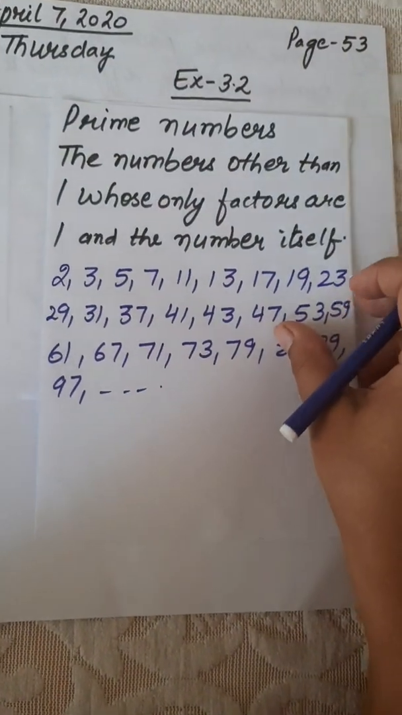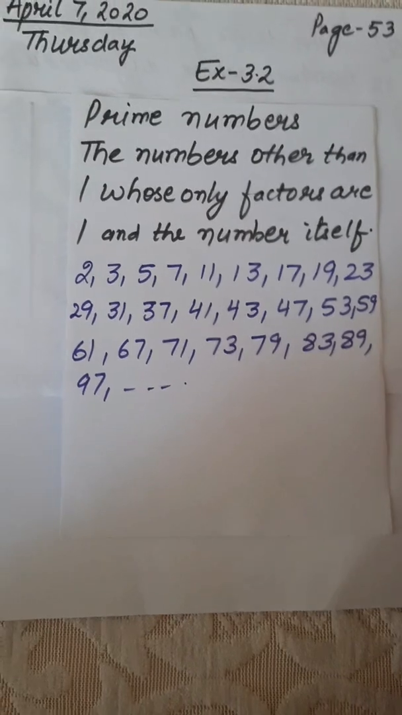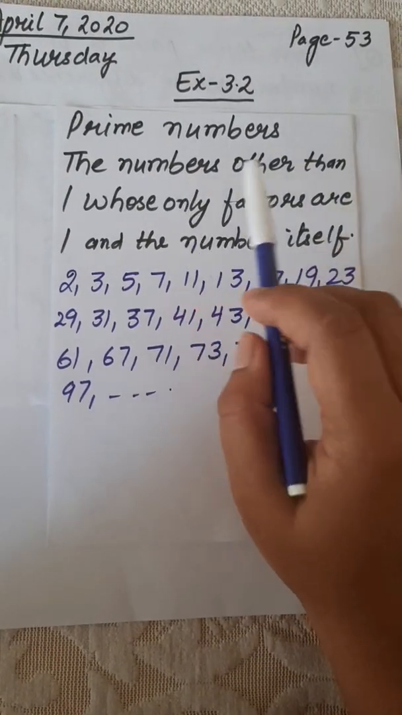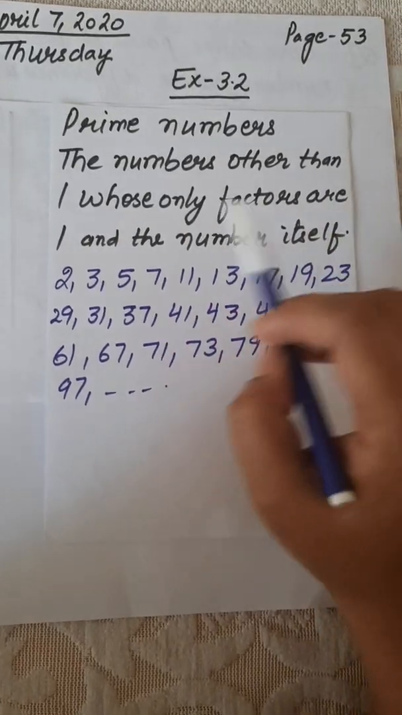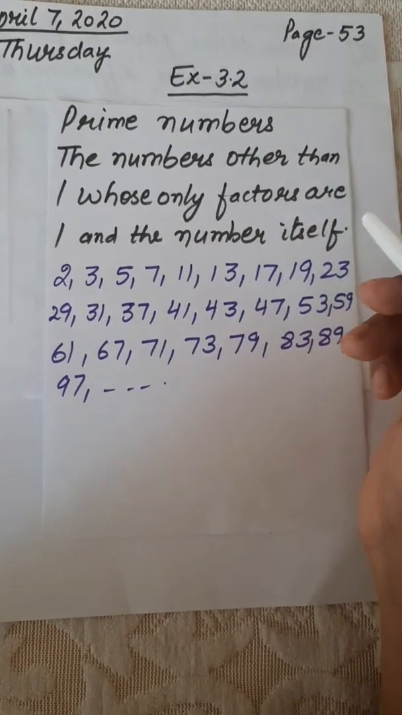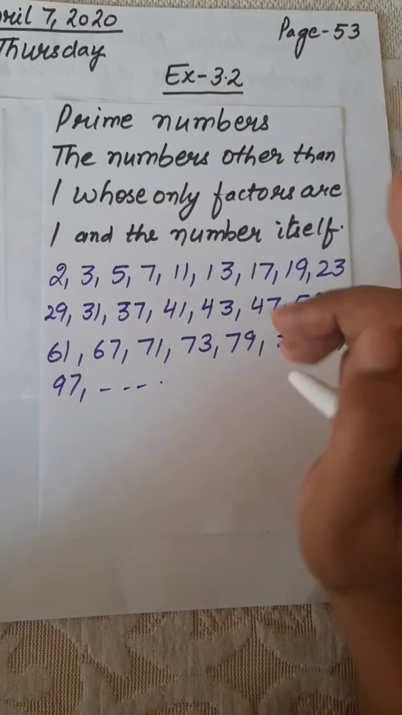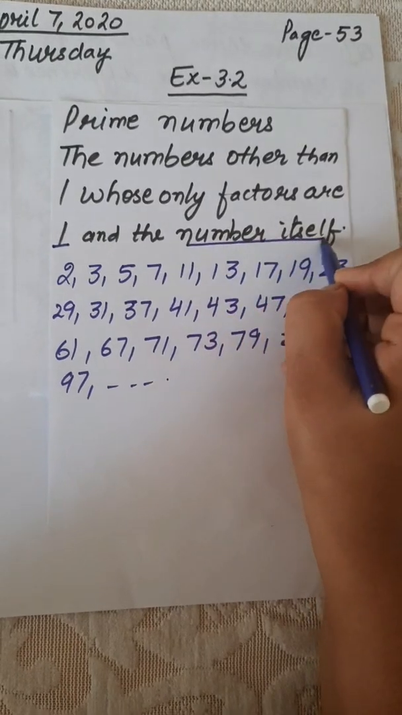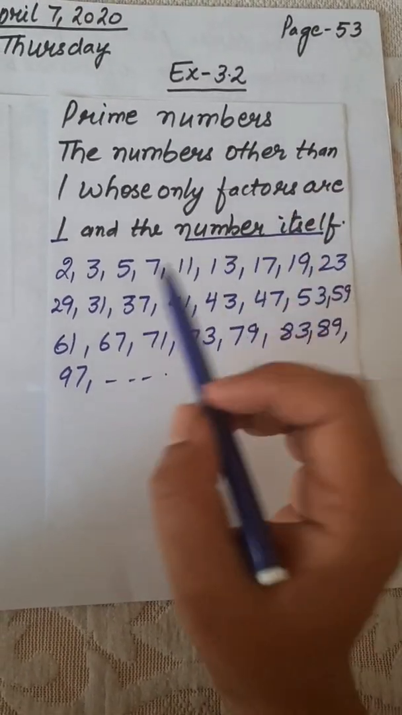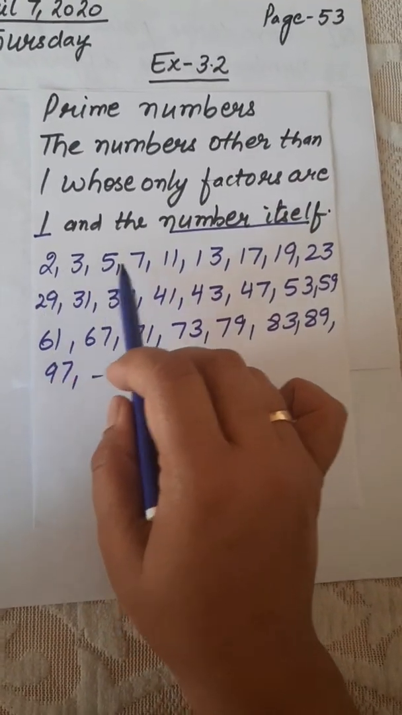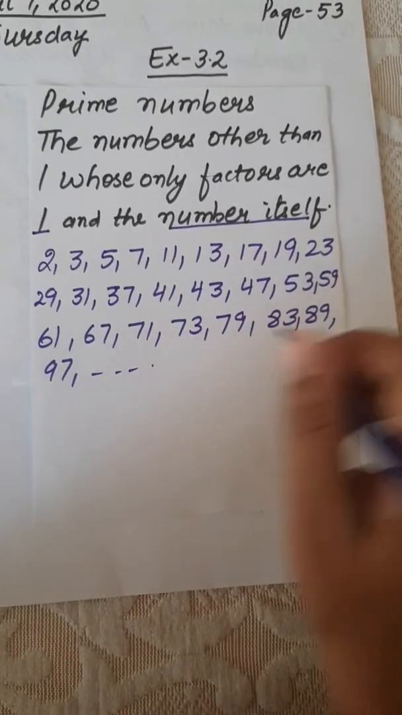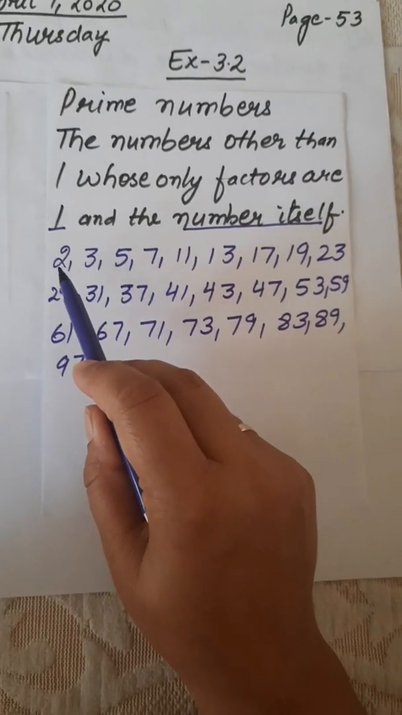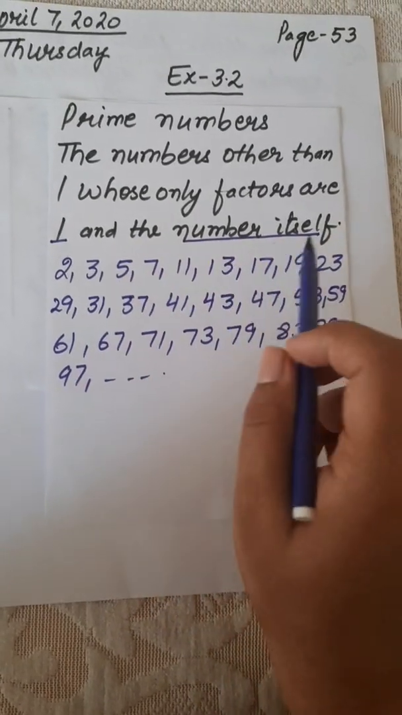First is prime numbers, because in the next questions, the concept of prime numbers will be there. Prime numbers are the numbers other than 1 whose only factors are 1 and the number itself. If any number has only two factors, the first factor is 1 and the second is the number itself, such numbers are called prime numbers. So here we have 2, 3, 5, 7, 11, 13, and so on. Here 2 is the only even prime number. After this, all the prime numbers are odd.